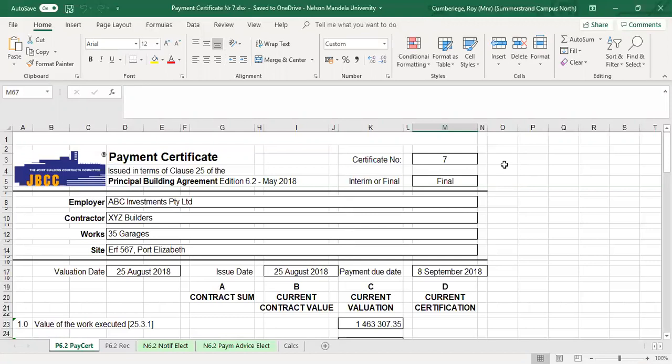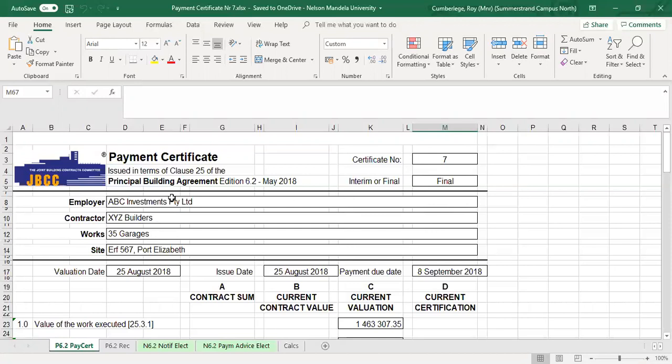Now let's look at this final payment certificate, which includes the payment certificate itself, the recovery statement, a notice to the electrical contractor, in this case the only nominated subcontractor, and then the payment advice to the nominated subcontractor. We issued certificate number 6 at practical completion, and now we are in a position to issue the final payment certificate number 7. So if we look at the payment certificate, we are dealing with certificate number 7, which is now indicated as the final payment certificate.